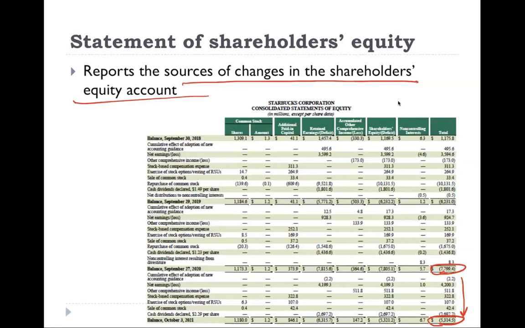As you can see here, net income actually contributed 4,200.4 million to the change in those balances.